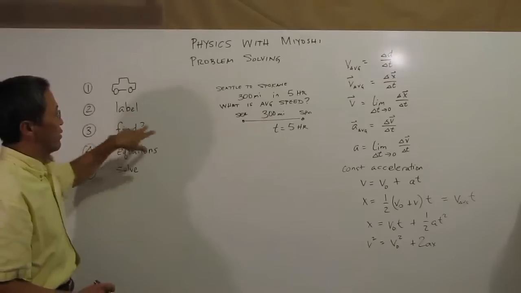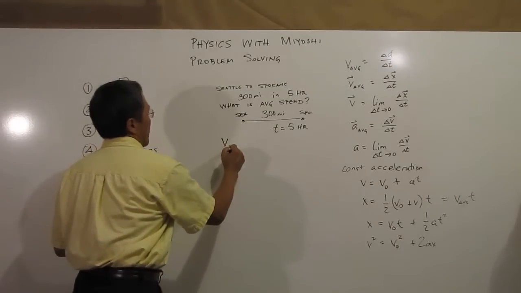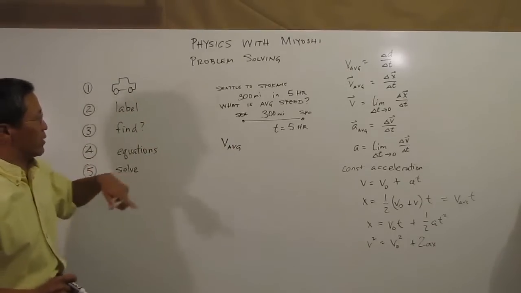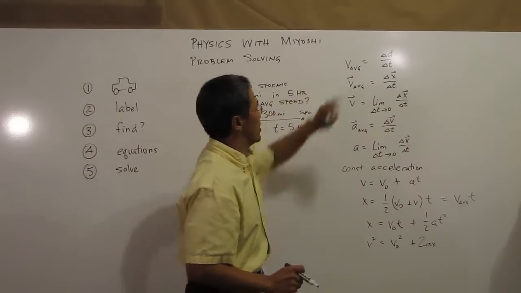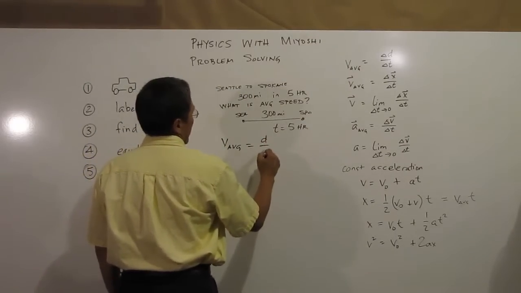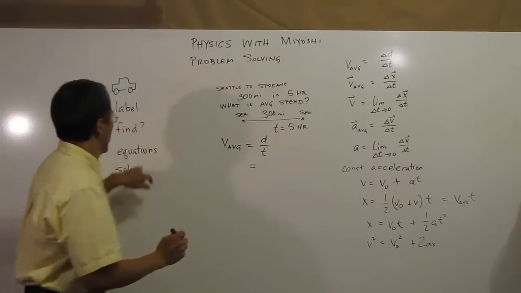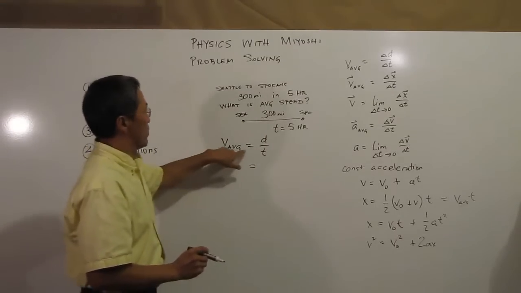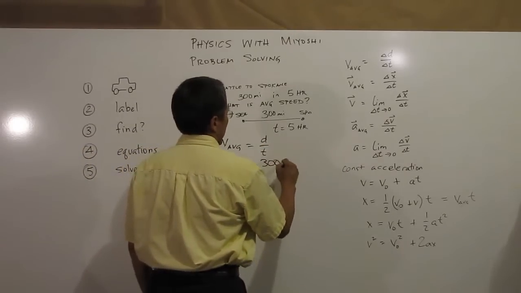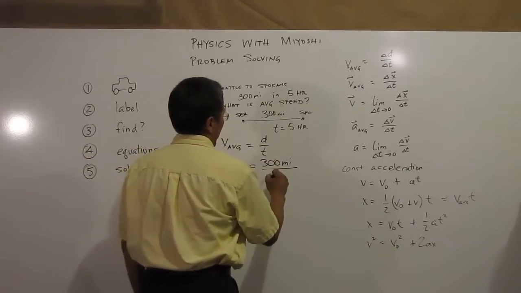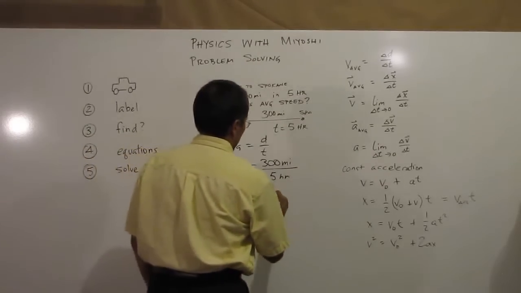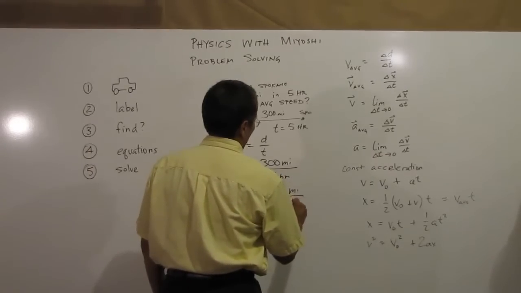Now what am I trying to find? Well, I'm trying to find my average speed. So how do I find that? Well, I look at my equations and I know by the definition the average speed is my change in distance over my change in time. So I'll just put my d over t, and then I'll just solve this equation. In this particular case, I don't have to rearrange anything. So I'll put my 300 miles divided by my 5 hours. And I find that my average speed is 60 miles per hour.